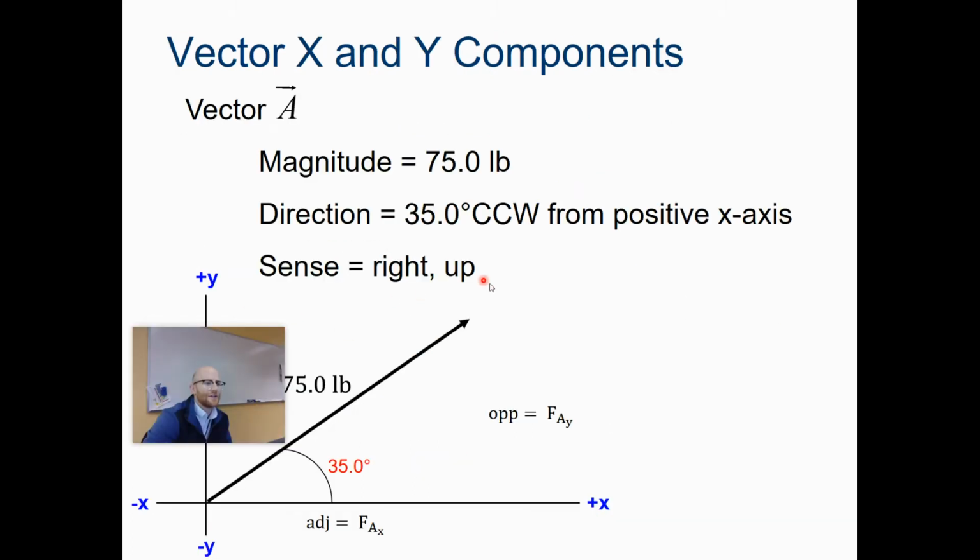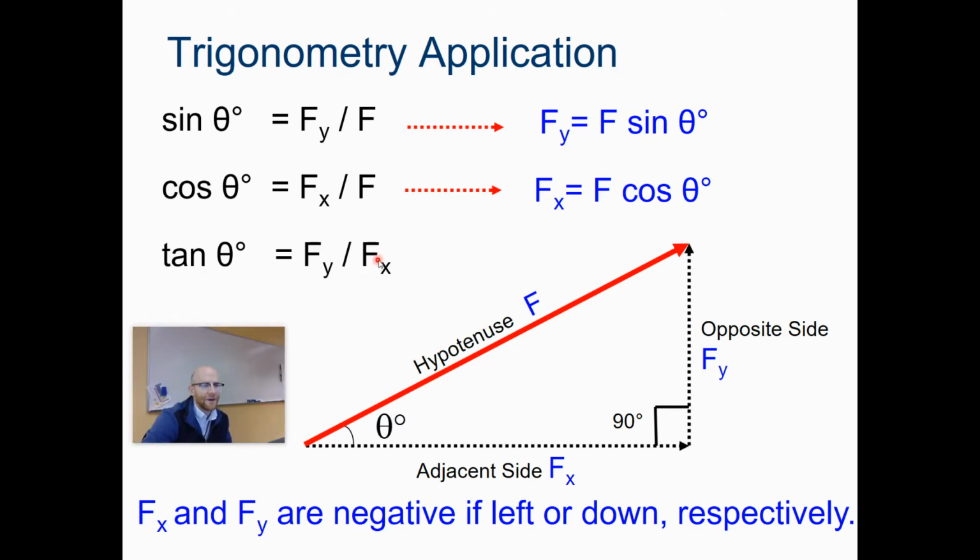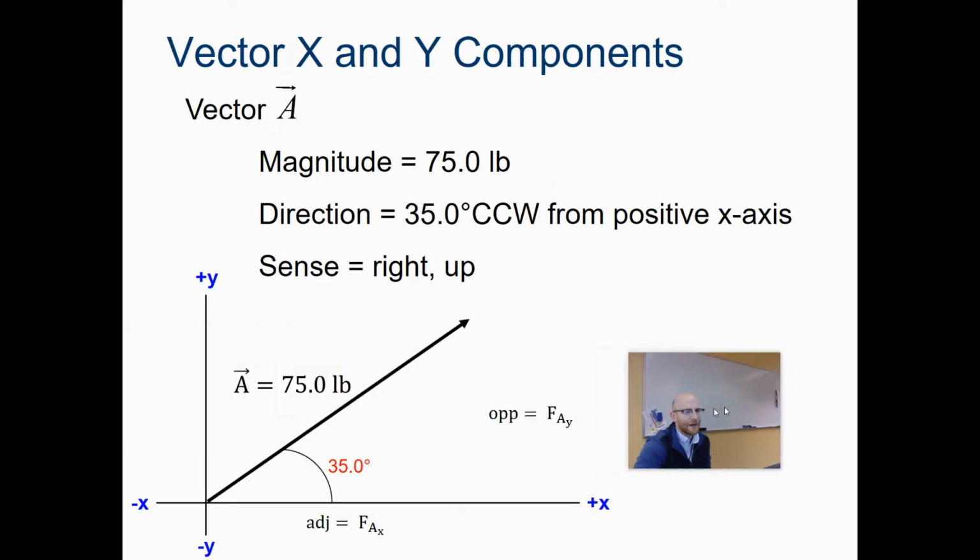And then using tangent, I don't think it goes into tangent right here, but if you needed to know the actual magnitude and you're given these other things, you can figure out the hypotenuse. Or if you needed to find the angle with tangent, and I know the magnitude and the forces on x and y, then I can find out theta. So F in x and F in y are negative if left and down, respectively. They're not negative in this situation.